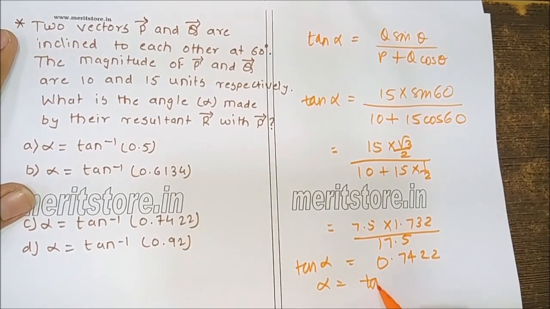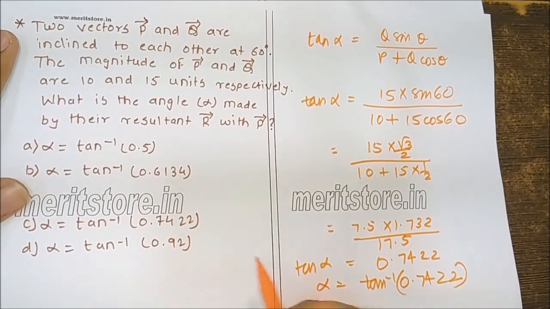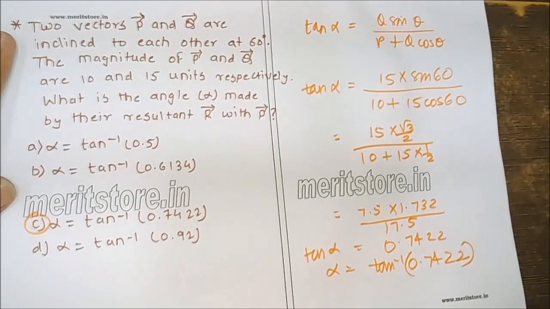Alpha is equal to tan inverse of 0.7422, which is option C. So option C is the correct answer.